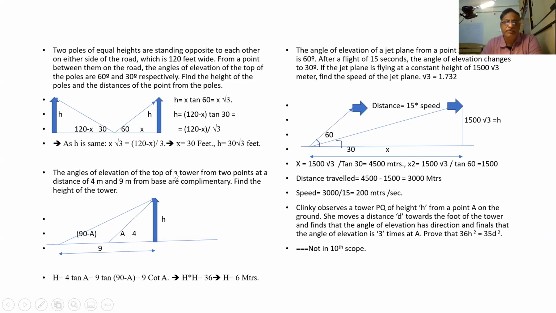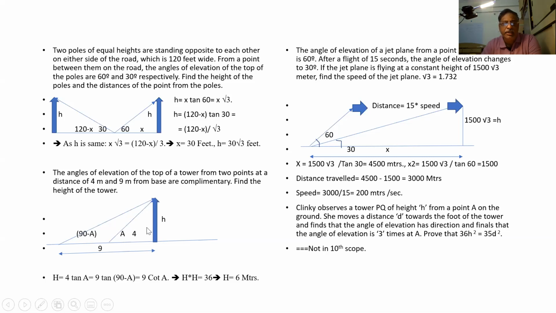The angles of elevation of the top of a tower from 2 points at distances of 4 and 9 meters from the base are complementary. Find the height. Suppose this is 4 meters, this is 9 meters. If the angle at 4 meters is A, what is it at 9 meters? It is 90 minus A. Either assignment could be written, but conveniently I have written A here and 90 minus A there because they are complementary.